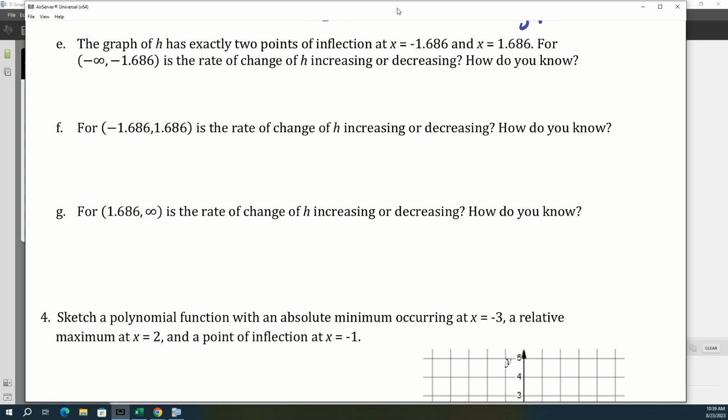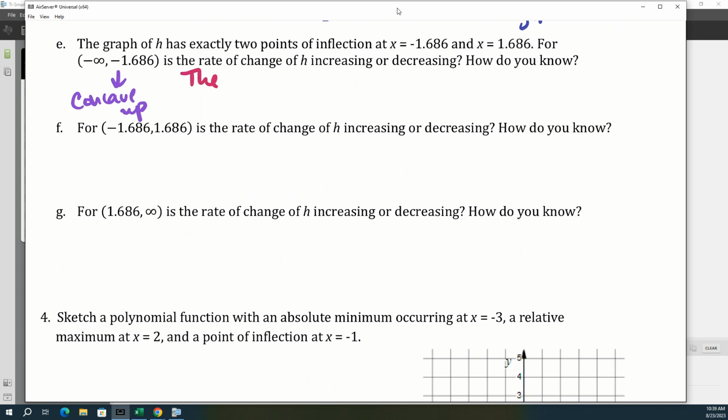And so for the first question, it says for that interval from negative infinity to that first point of inflection, is the rate of change of h increasing or decreasing? So from negative infinity to that first point of inflection, is the graph concave up or concave down? Concave up. So would you say that the rate of change of h is increasing or would you say decreasing? Increasing. Good. So let's just write it out like we would if this was a free response question.